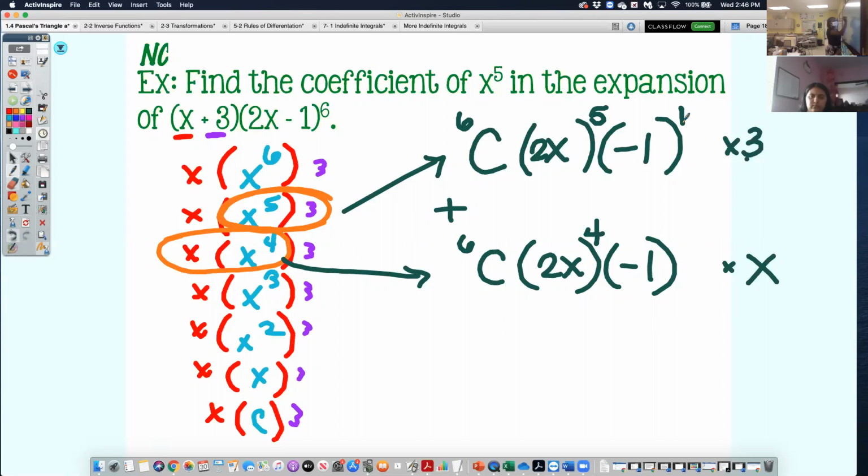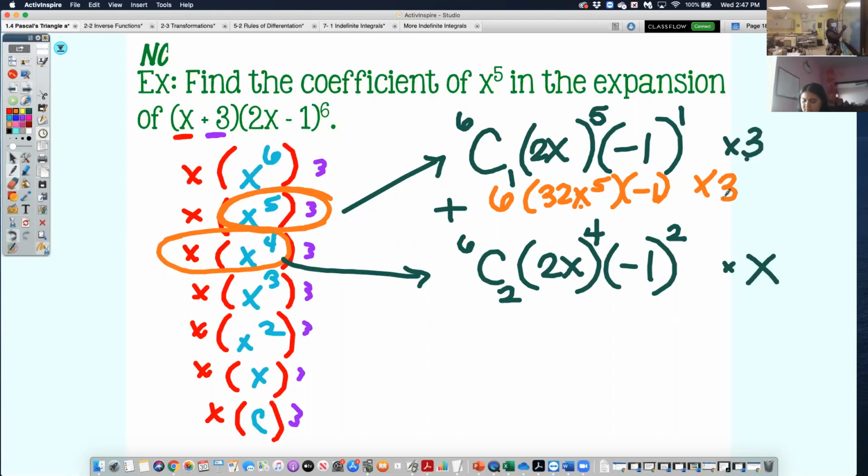A 1, so this is a 1 down here. And if this exponent is a 4, this one has to be a what? 2. So this one down here is going to have to be 2. 6 combination 1 is a 6. 2x to the 5th power is a 32x to the 5th. And negative 1 raised to the first power is a negative 1. That is going to get multiplied by 3 once I figure it out.